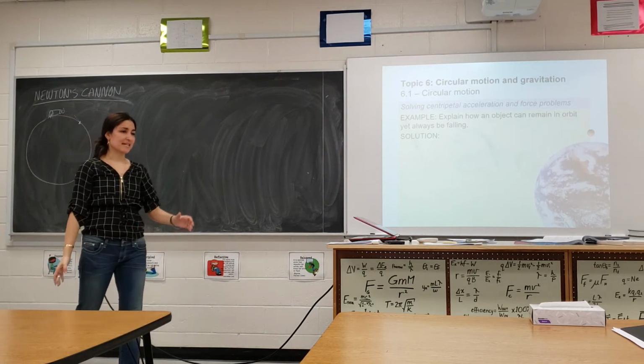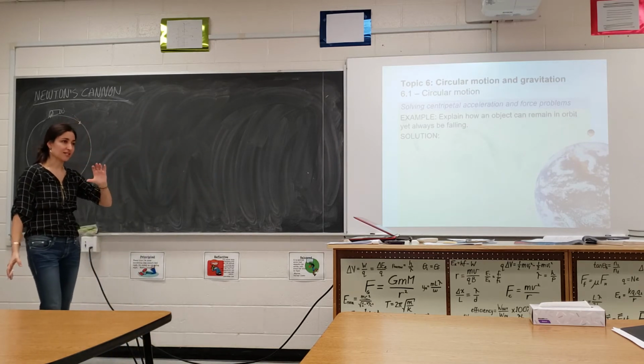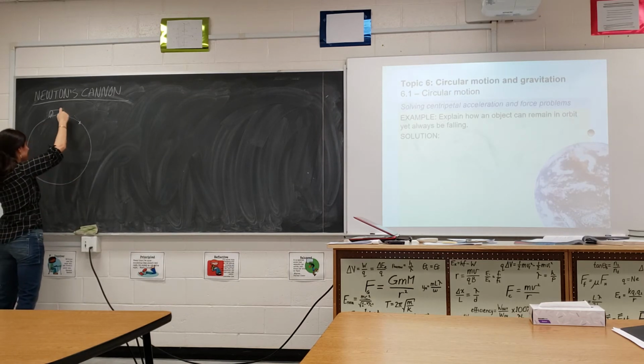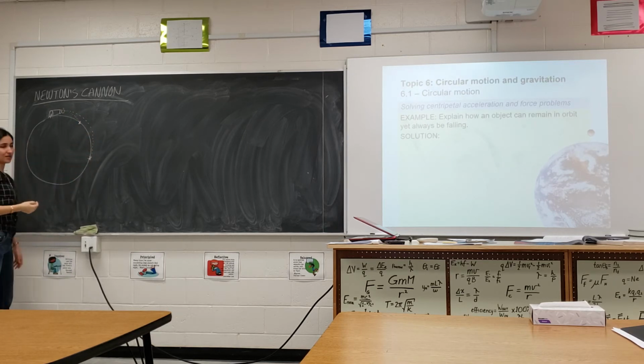Now, if you want that cannonball to travel faster, you eject it faster, right? So if you want it to actually travel further, you will eject it faster. If you eject it faster, it will cover a bigger distance, but again, gravity will pull it down and it will smash into the Earth.